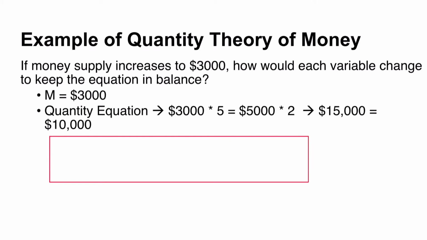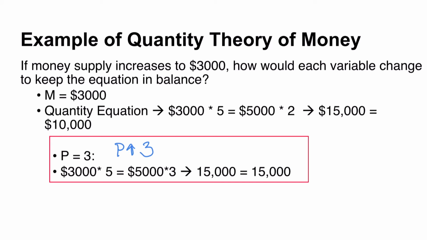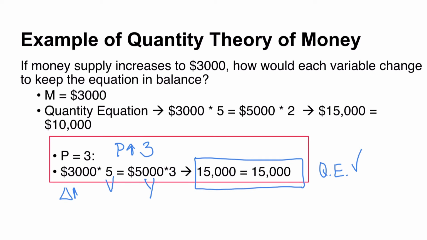So if the money supply increases to 3,000, we see that if the price level also increases to 3 from 2, that's going to tell us that now our quantity equation is in balance, yet again. So real GDP does not change, velocity does not change. We see a change in the money supply, which is going to be offset by a change in the price level to keep the quantity equation in balance.